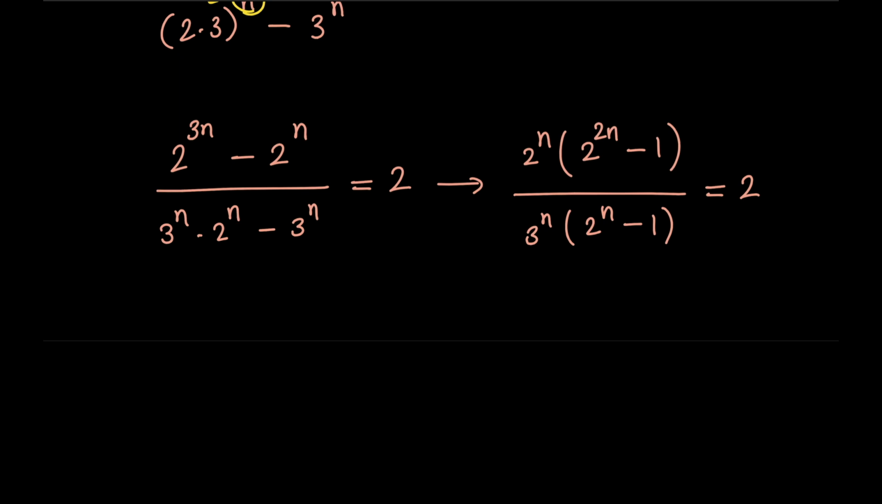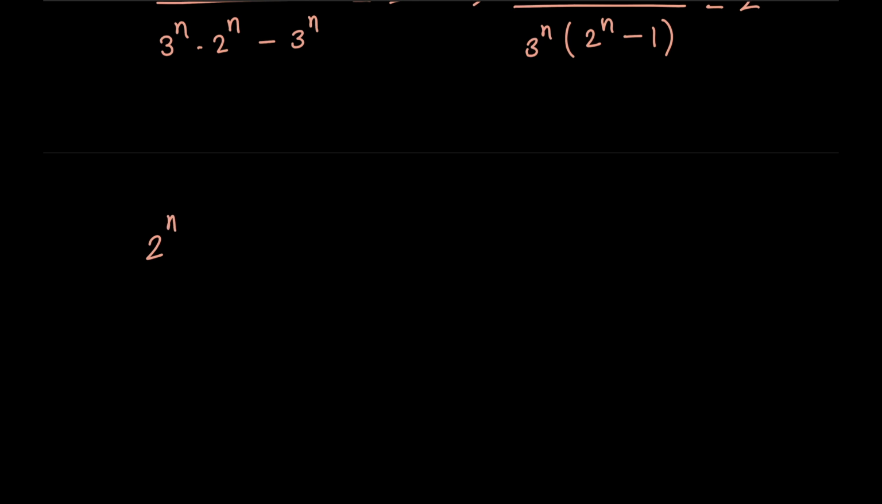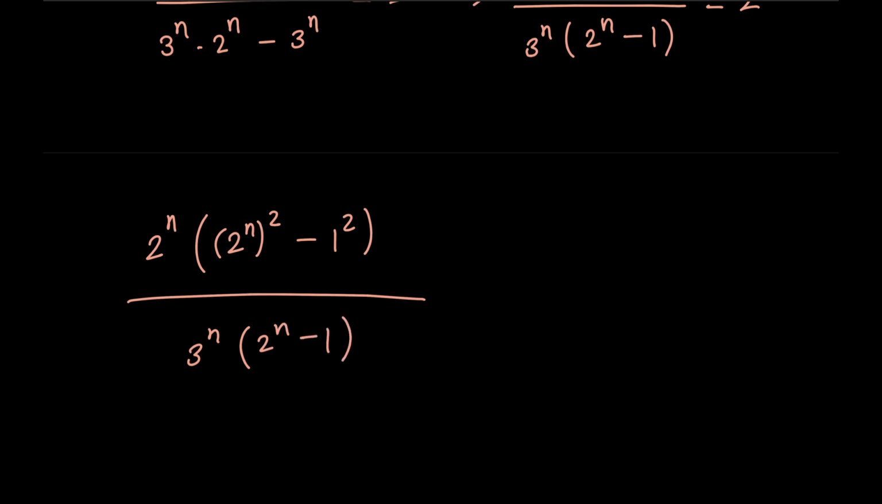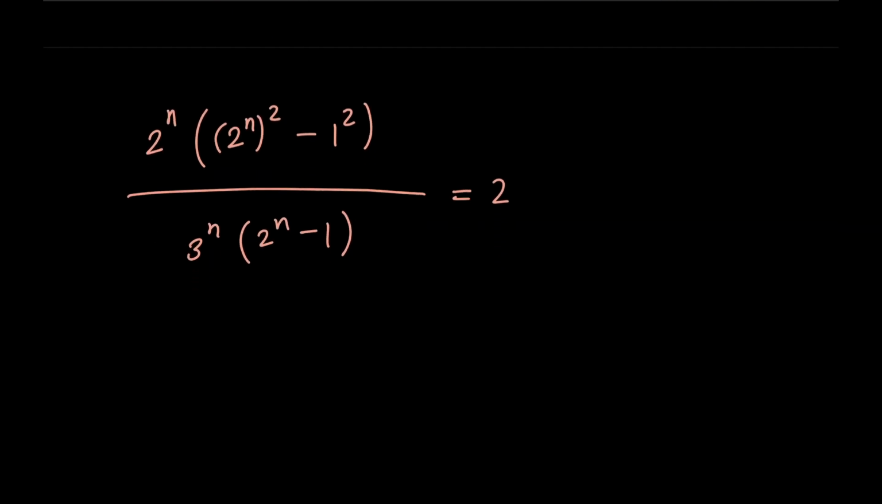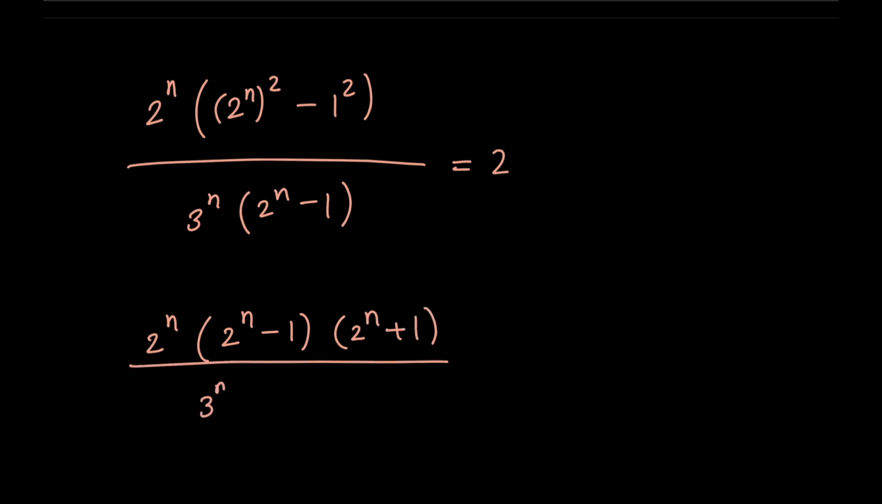Cool. Now, if you look at the top of the fraction, you can see that we have a difference of two squares, because we have 2^n times (2^n) squared minus 1 squared. Great. So let's go ahead and factor it out. We can factor the top into 2^n times (2^n - 1) times (2^n + 1). And this is divided by 3^n times (2^n - 1). And the whole fraction is equal to 2.